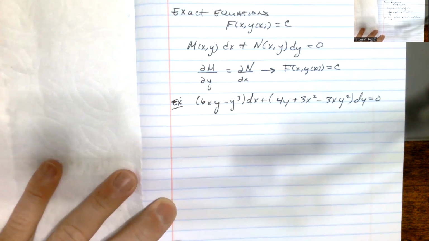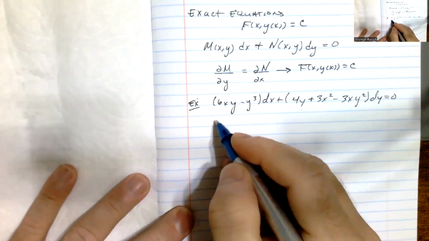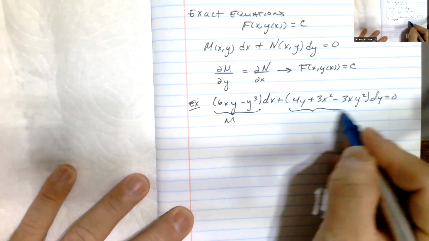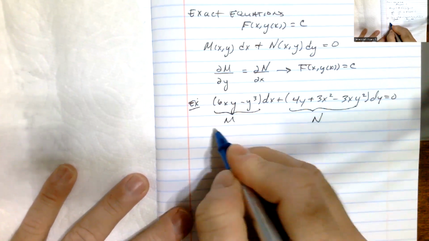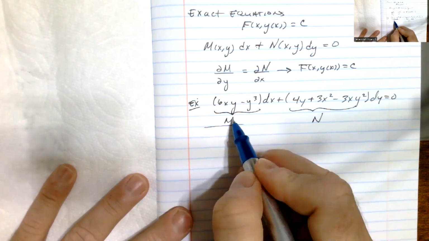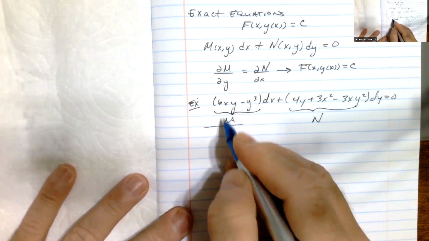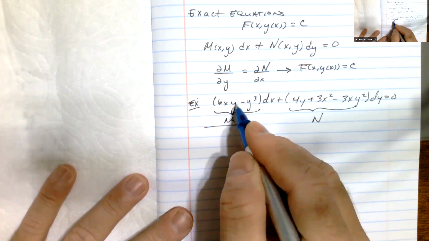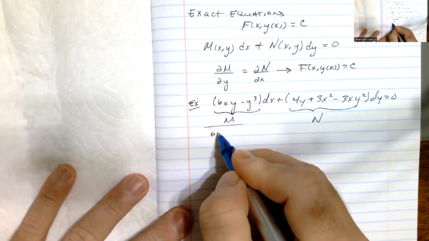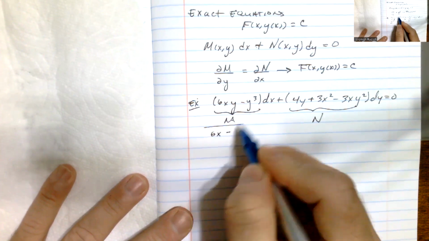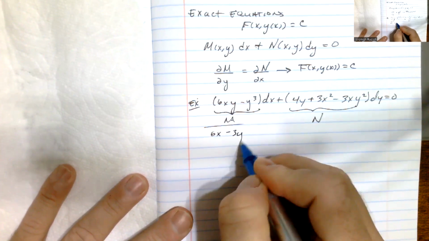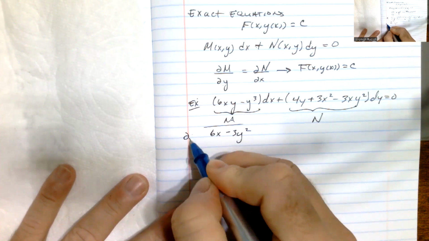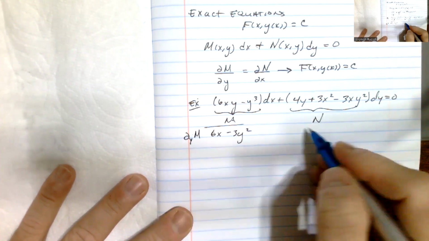Okay, so that's our differential equation. We want to check to see if it's exact. And so to do that, let's look. Here is my M. Here is my N. And so if I take the partial of M with respect to y, I'm going to hold the x as a constant. So I get 6x here. The y's cancel out. And then minus, reducing that, 3y squared. Okay, so this is the partial of M with respect to y.